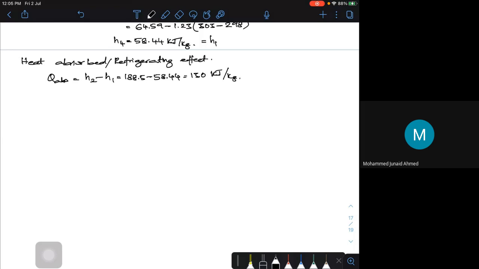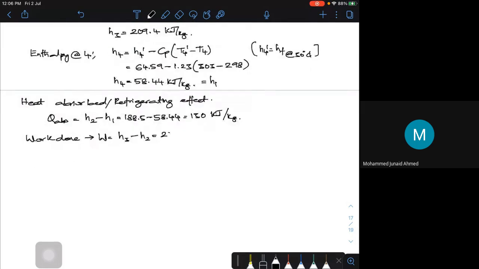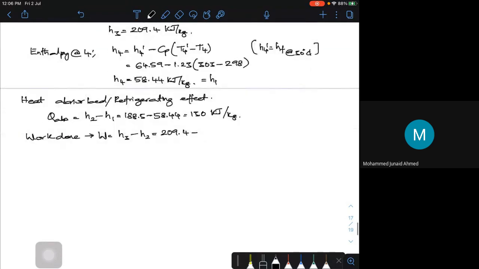Then what is your work done? Work done, that is W, is equal to H3 minus H2. So H3 is 209.4 minus H2, which is 188.5.